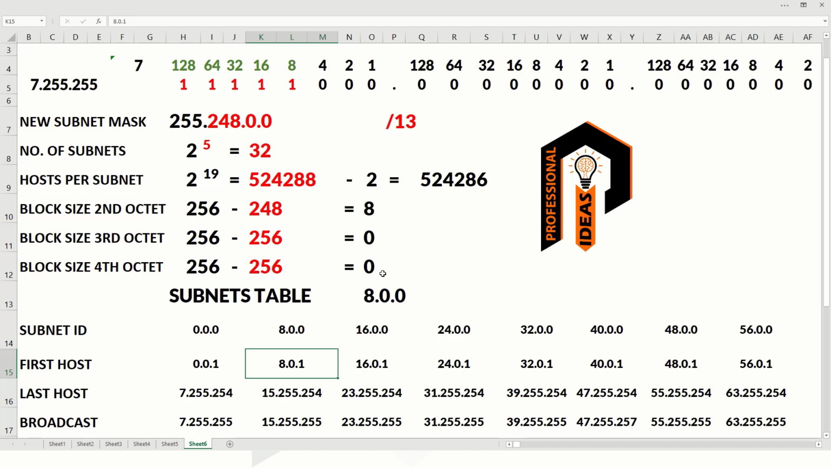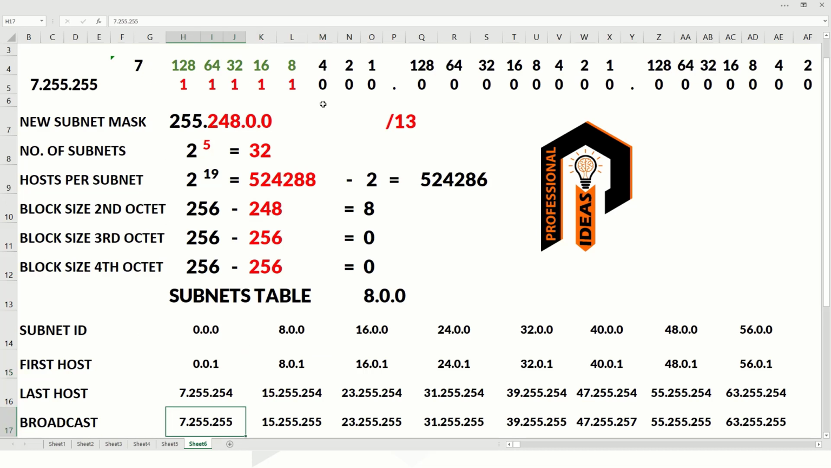Note that we are getting block size of 8 from second octet and block size of 0 from third and fourth octets. So starting from 0.0.0 and adding 8.0.0, resulting subnets will be 0.0.0, 8.0.0, 16.0.0, 24.0.0, all the way up to 248.0.0.